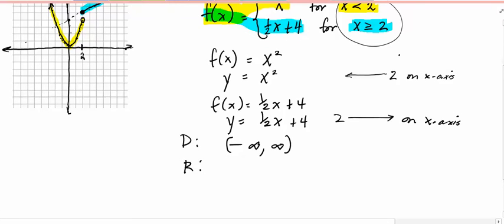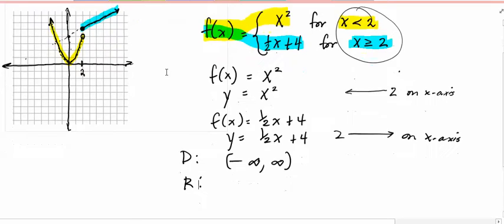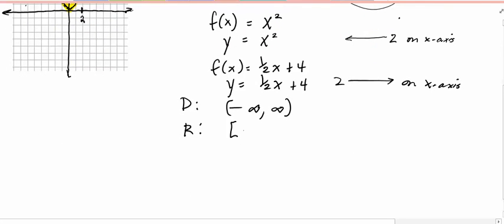And for the range, let's look back up here. What are the values that are actually, if I turned on the y magnet, what values would actually be covered up? Would be everything from 0 to infinity. And that's the range. Okay?